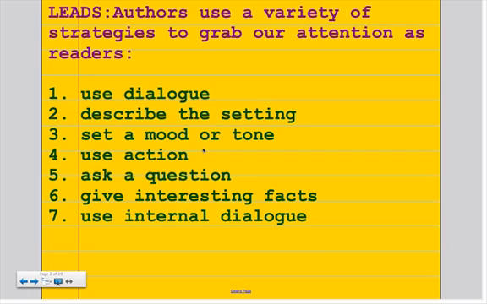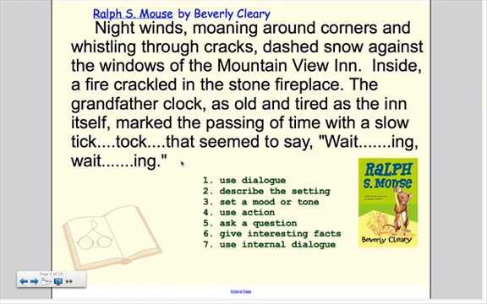Again, pause it right now and write down all of these different strategies that an author can use. Unpause the video when you're done. Okay, here's our first one. Ralph S. Mouse by Beverly Cleary. Go ahead and read the passage as a group and then decide which of the 7, and again, it could be more than one, that you believe describes the way the author grabbed our attention. Unpause the video when you are done.